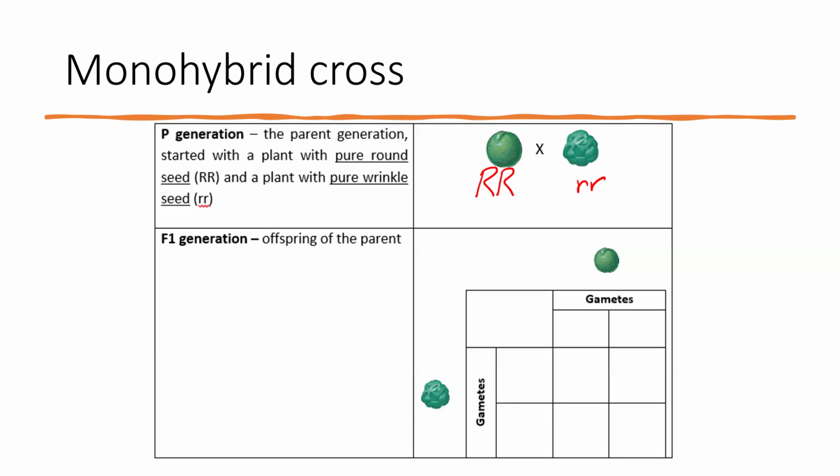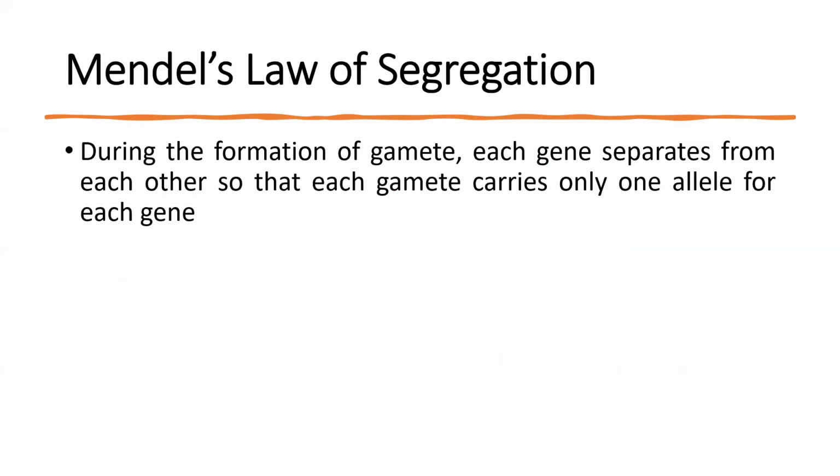Now listen carefully. Even though we have two alleles for each gene, how many of those alleles do we pass on to the next generation? Just one, right? Because during meiosis, the chromosomes separate. So Mendel understood that, and he had a law for it. It's called the law of segregation. Segregation means to separate.